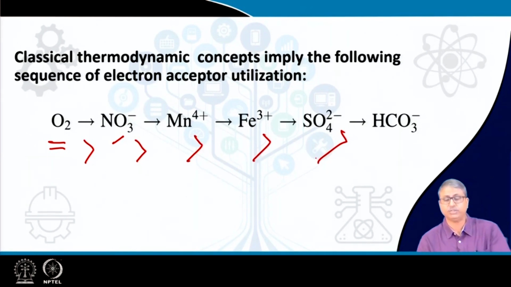So in a sulfate reducing condition, the extent of degradation will be much lower compared to the nitrate reducing condition and compared to the aerobic condition. And under methanogenic conditions, where no other electron acceptors are there, the biodegradation will be highly restricted.